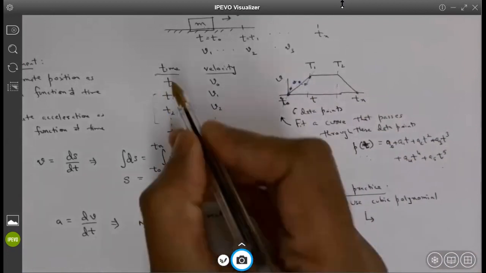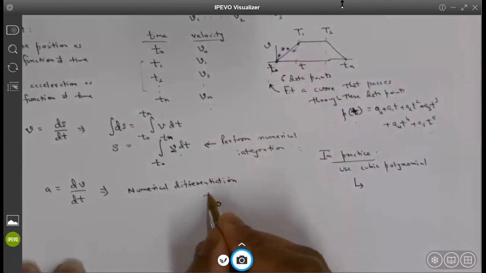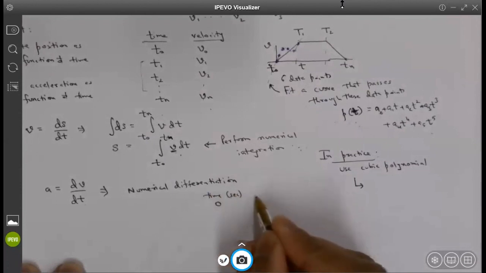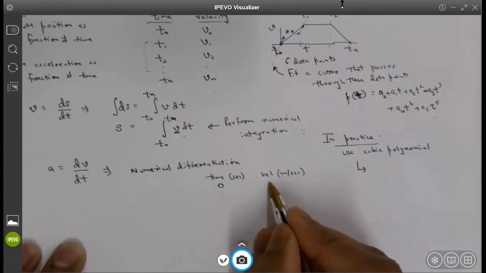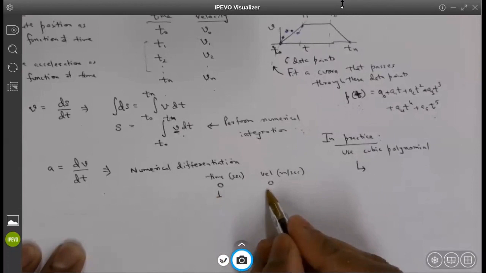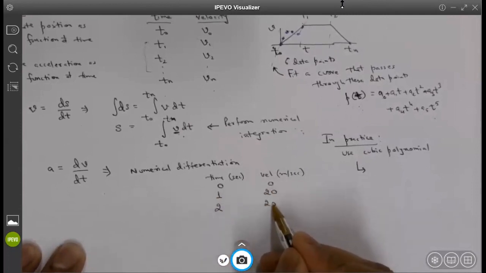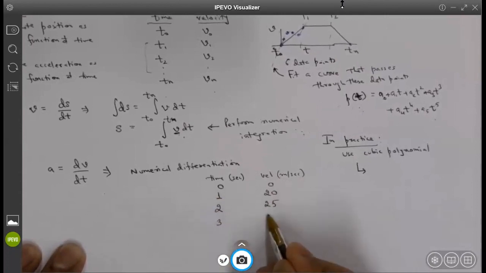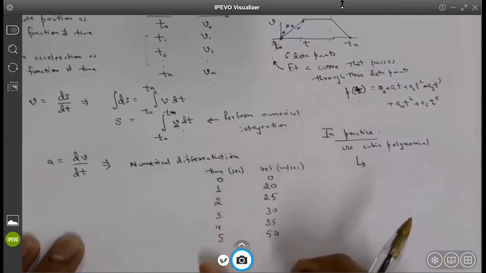For example, let me use some numbers. This is time in seconds, and this is velocity in meters per second. At time t equals 0, I have velocity 0. At t equals 1 second, it's 20. At 2 seconds, it's 25. At 3 seconds, it's 30. At 4 seconds, it's 35. And so on. At 5 seconds, it is 50 meters per second. These are some of the data points.